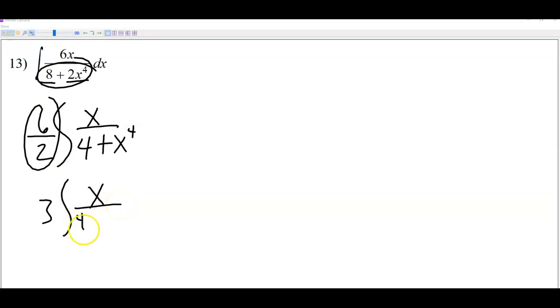Now we're almost there, but it's still not quite ready yet to be treated like an arctangent. And that's because, first of all, there shouldn't be an x in the top, and also it should be a square on the bottom, not a fourth power. But at that point, we're going to solve it the way we did on the last problem. I think it was number, I can't remember now, but anyway, we're going to rewrite this as a square.